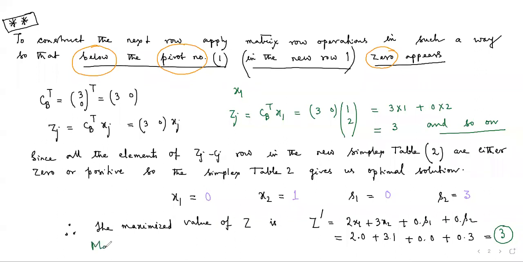And our original objective function was z. Simplex method is so designed that the maximum value for z prime will be the same as the maximum value of z, and therefore the maximum value of z will also be 3. That is your answer. So we have got our x1 is 0 and x2 is 1.